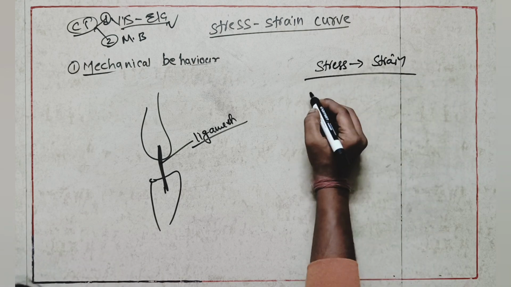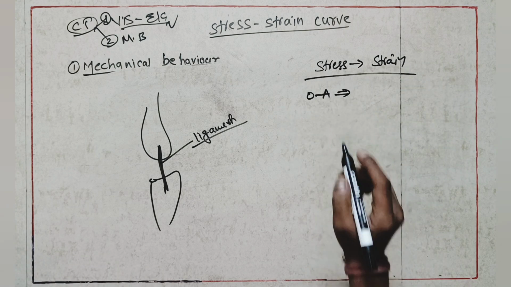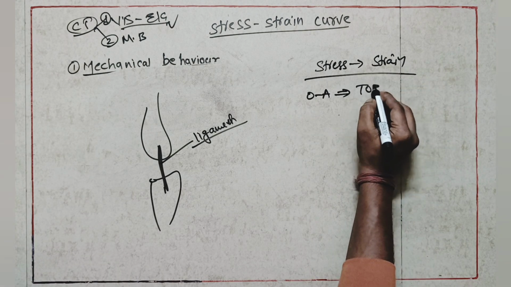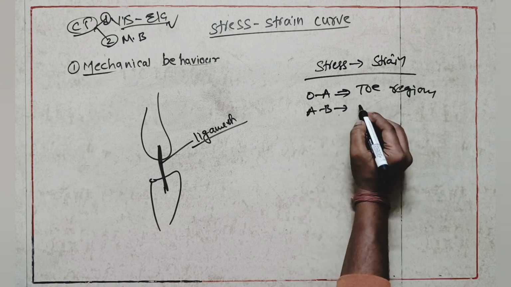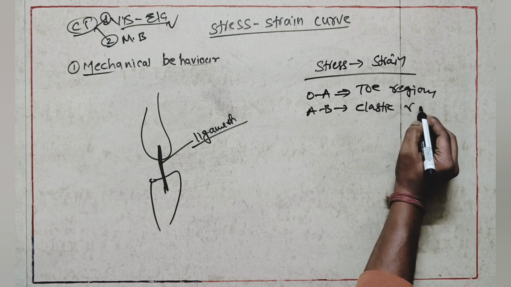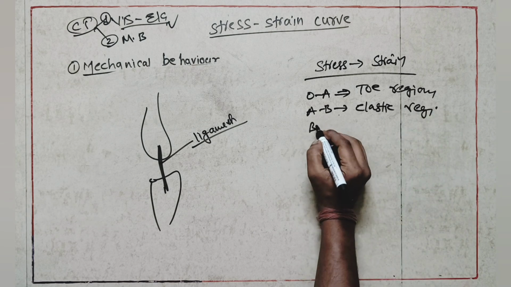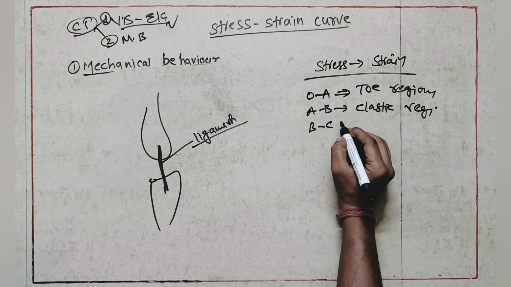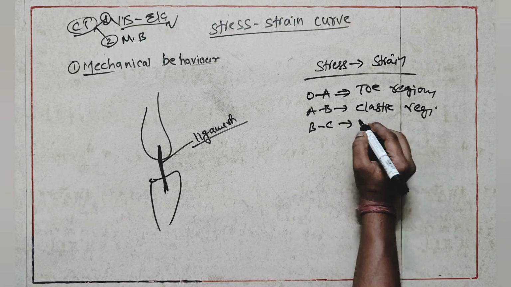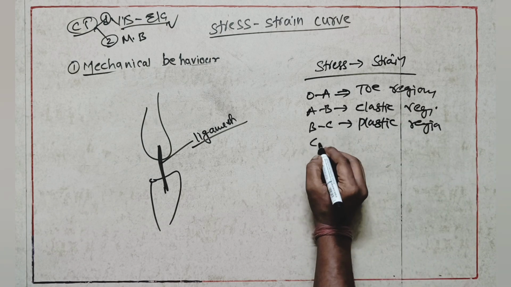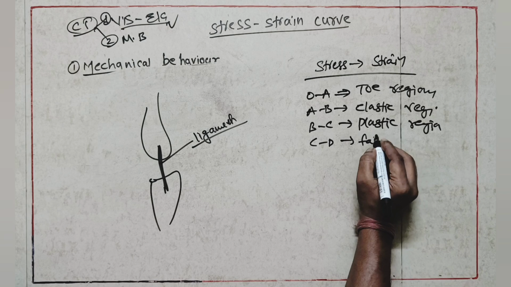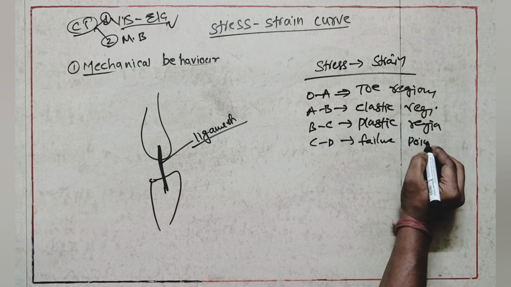Here we have 0 to A, which is the toe region. A to B is the elastic region. B to C is the plastic region. C to D is the failure point, the ultimate failure point.